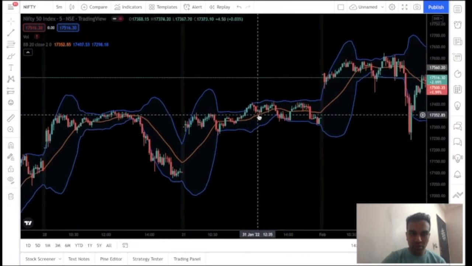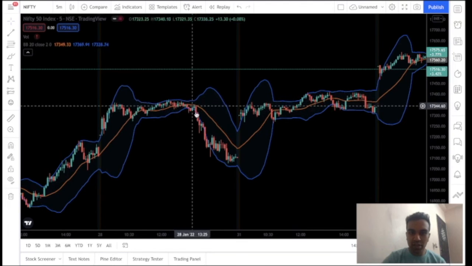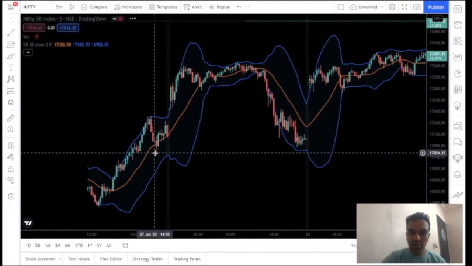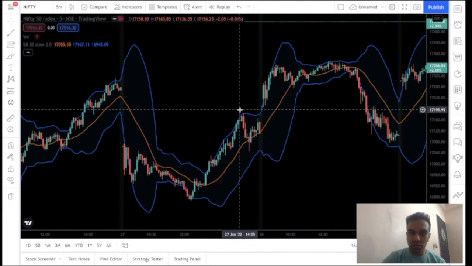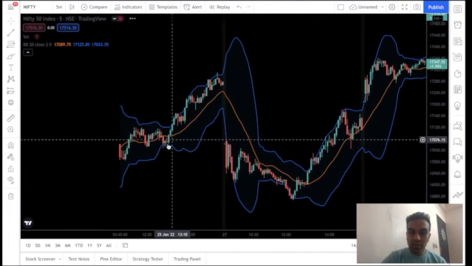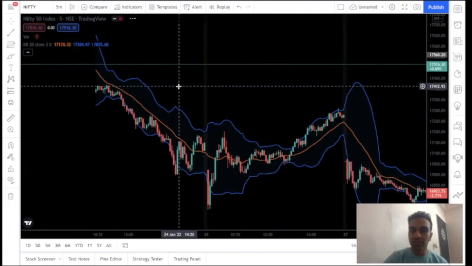I'll show you some more examples here. Like look at this example as well. We have a squeeze over here and then boom, the market breaks down. Another example, you can see there's somewhat of a squeeze here and then boom, the market breaks down. So what this does is it gives us really good entry levels and also allows us to catch trends for as long as possible.